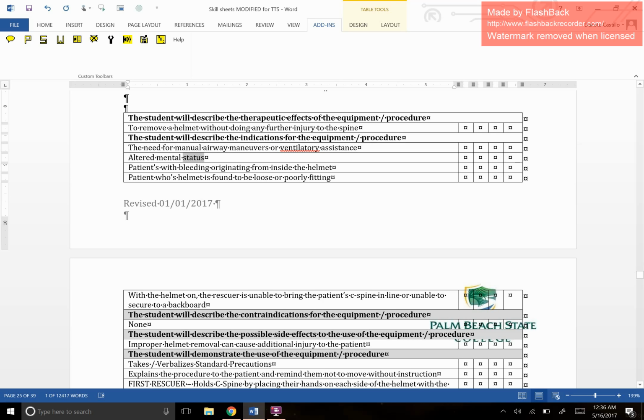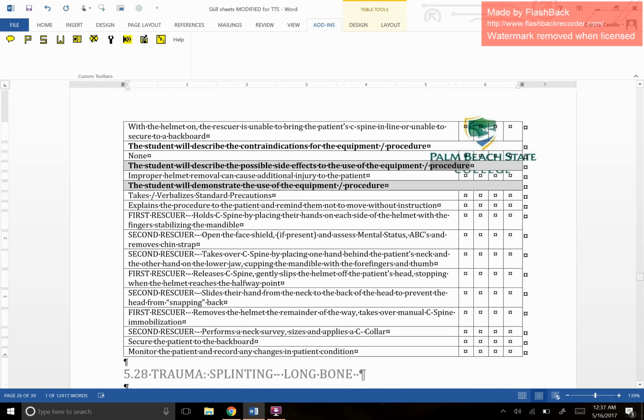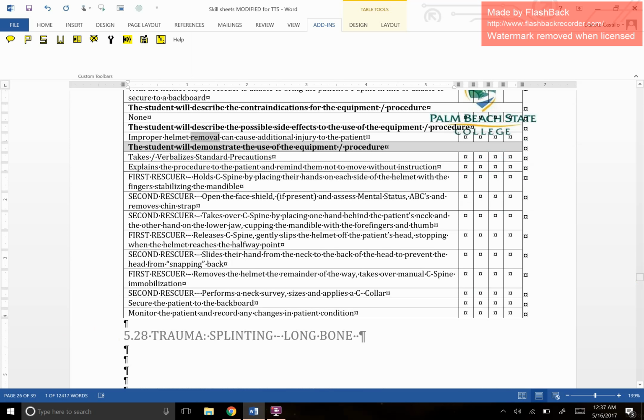Altered mental status. Patients with bleeding originating from inside the helmet. Patient whose helmet is found to be loose or poorly fitting. With the helmet on, the rescuer is unable to bring the patient's C-spine in line or unable to secure to a backboard. The student will describe the contraindications for the equipment/procedure. None. The student will describe the possible side effects to the use of the equipment/procedure. Improper helmet removal can cause additional injury to the patient.